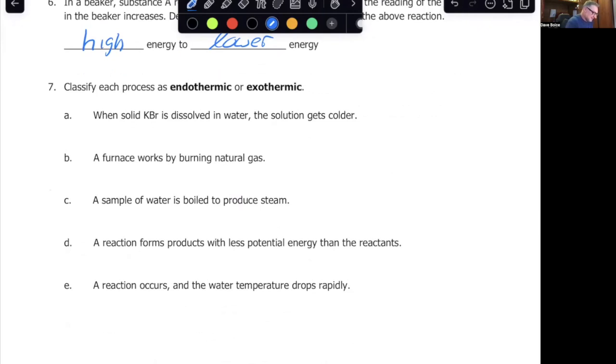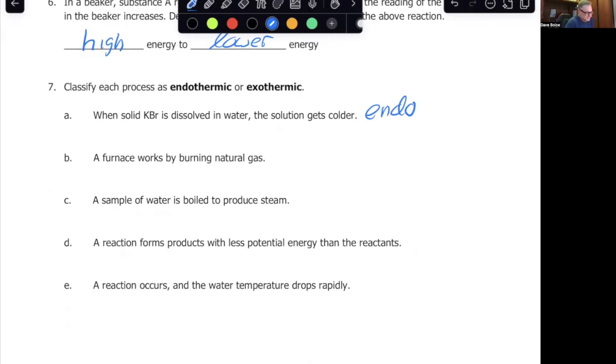But solid KBr is dissolved in water, and the solution gets colder. So remember, you always want to think of yourself as the system, and the system is the solid KBr that's dissolving in the water. The water is the surroundings. And so if the surroundings get cold, that means that the system had to have gotten energy, and it's got to get it from somewhere. So it took it from the surroundings. So therefore, this is endothermic because the system is taking energy from the surroundings.